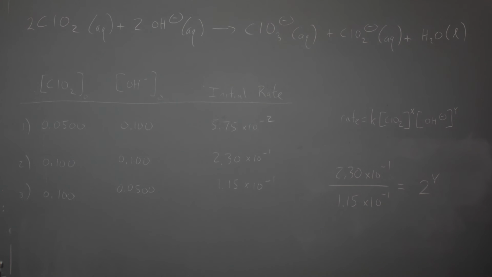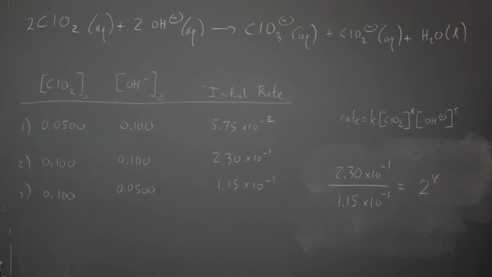We're going to use exactly the same procedure to solve for y. I'm not going to write it all out for you, but you can see if you look at trials 2 and 3 that the ClO2 concentration is constant, the hydroxide concentration doubles. So we work out the math, we end up with 2 to the y is 2. So in this case, we solve that, we end up with y is 1.